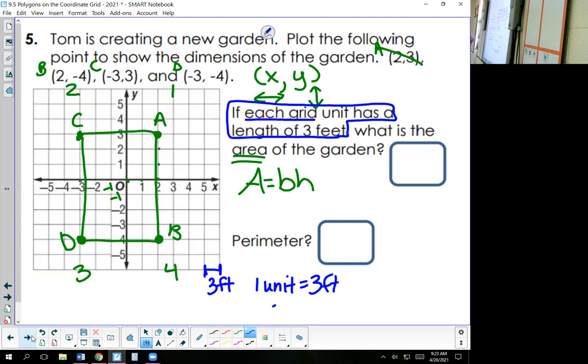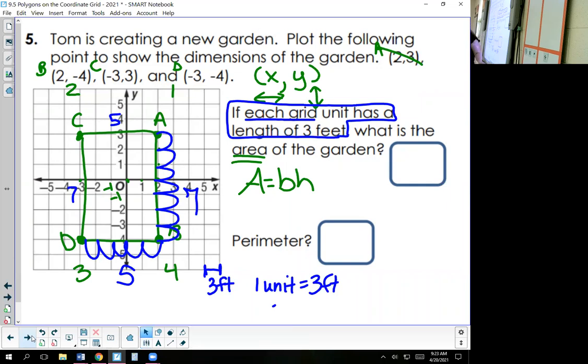Okay, let's find the dimensions first. Let's go A to B. So that would be 1, 2, 3, 4, 5, 6, 7. I got 7. And then 1, 2, 3, 4, 5. And this technically would be 7, and this would technically be 5, right? But each of these is 3 feet. So in reality, I just want to show you this. You don't have to write this down, but I want to show you why. That means this is 3, 6, 9, 12. Get the point? What's the quicker way to do this?